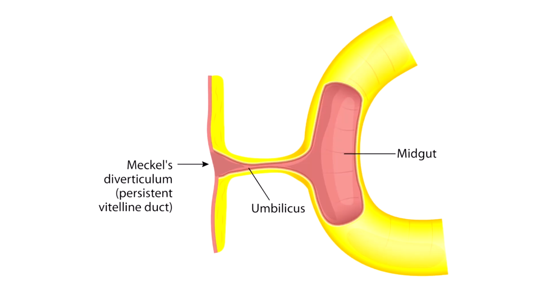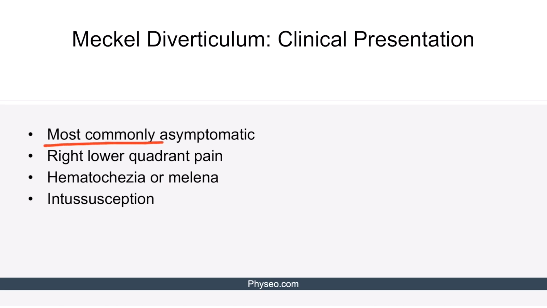During the fetal period of life, a vitelline duct, also known as the omphalomesenteric duct, connects the ileum to the navel. Normally, the vitelline duct should completely obliterate by the time of birth. If the proximal part of the vitelline duct does not obliterate, the patient develops a Meckel diverticulum. A Meckel diverticulum is most commonly asymptomatic.